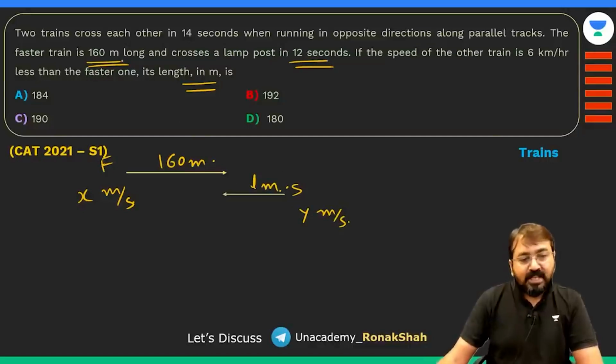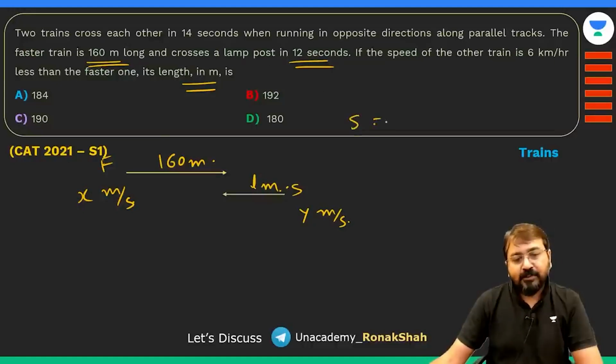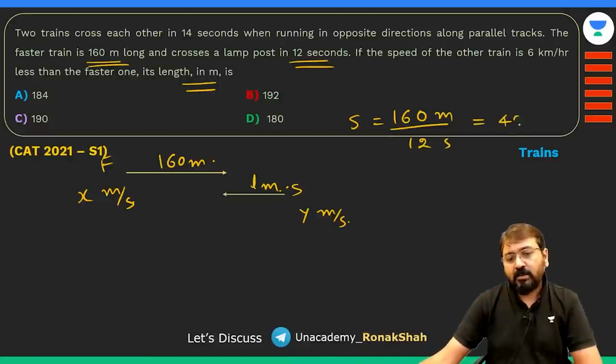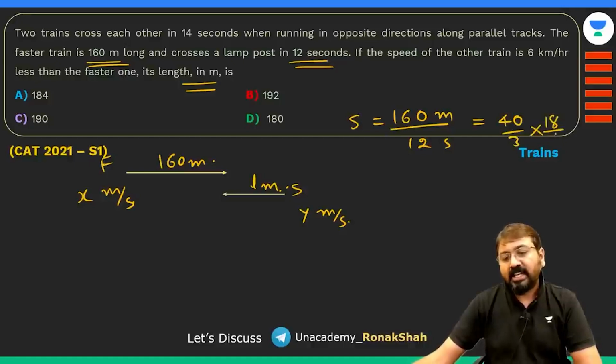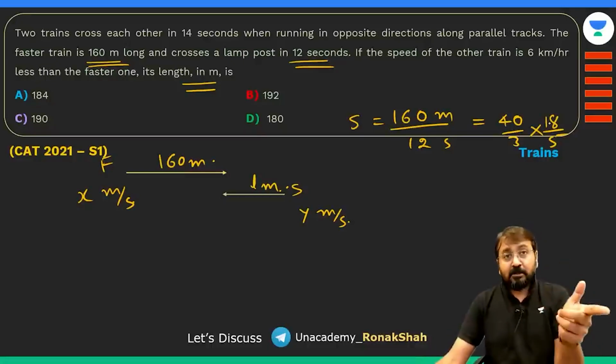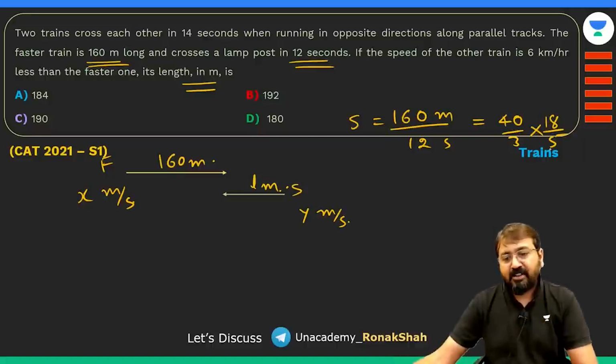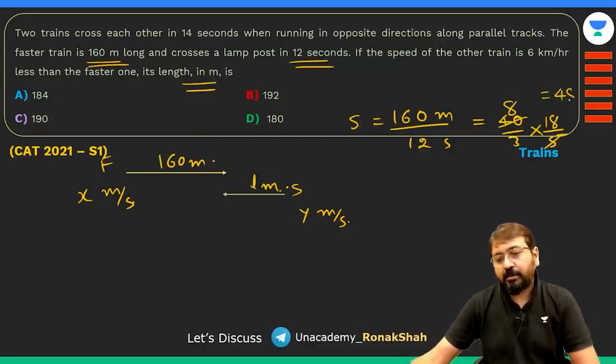Now the faster train crosses the lamppost in 12 seconds. So can I say speed of the faster train is 160 meter upon 12 seconds. So this will come out to be what? 40/3 meter per second. If I want to convert it to kilometer per hour, so I'll multiply it by what? 18/5. You remember this, meter per second to kilometer per hour is 18/5. So this will come out to be what? 48 kilometer per hour.